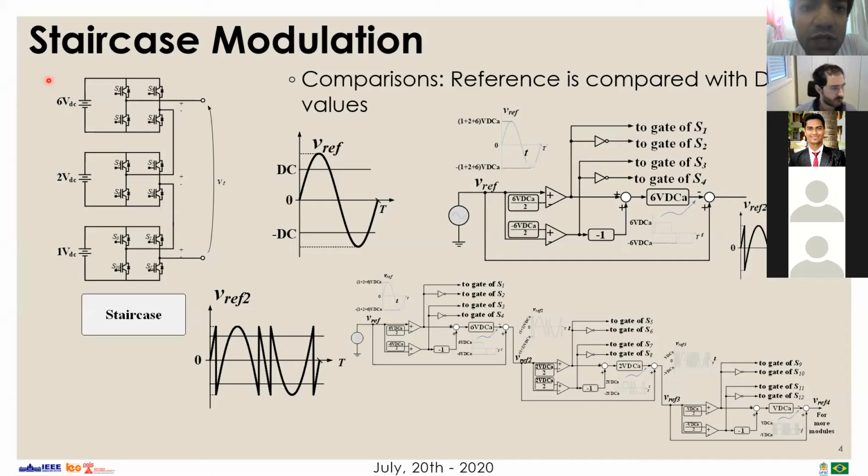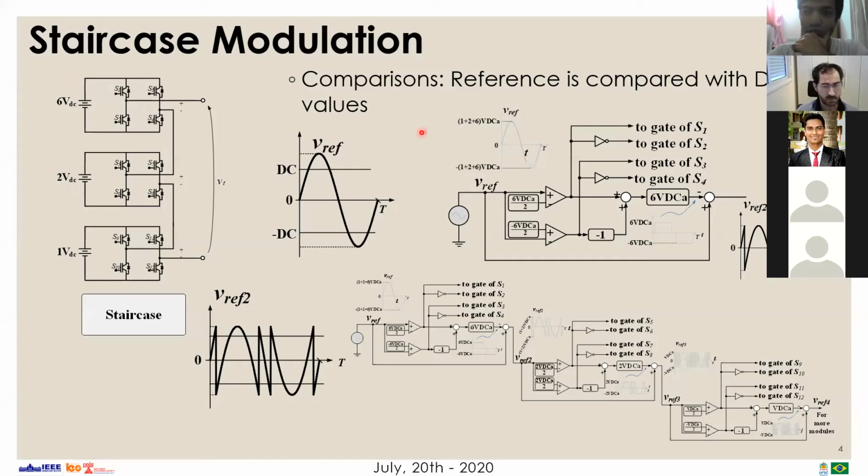Professor, I have posted in the chat: optimal switching frequency. Okay, optimal switching frequency for a multilevel inverter. Yes, this is one of the challenges of the topology.